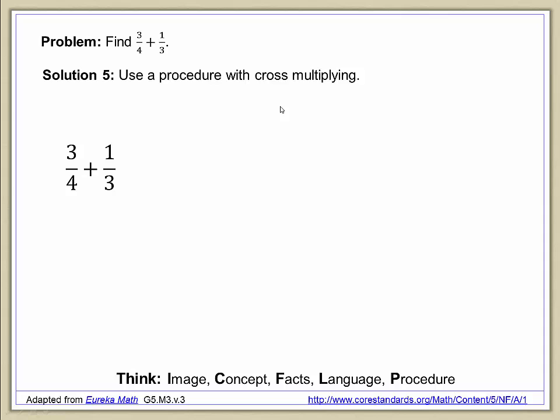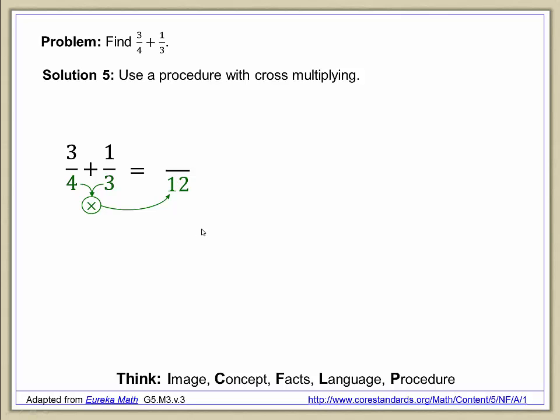In our final example, we will work with the problem 3/4 plus 1/3, and we'll use a procedure that involves cross-multiplying. We're going to go through it 2 times, first with an example, and then we'll do it completely abstractly and generically. If we want to add 3/4 plus 1/3, we remember that the denominator is going to be obtained by multiplying the 4 and the 3. We multiply these, and we get the denominator of 12.